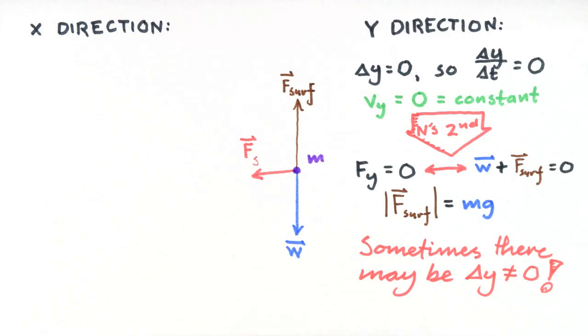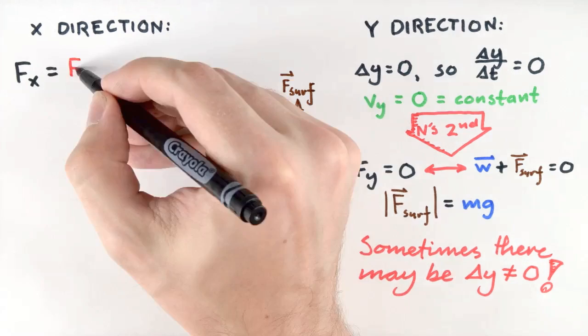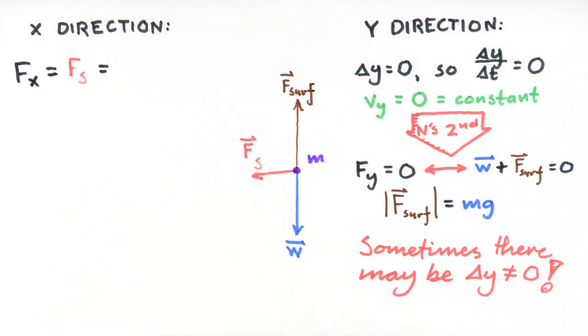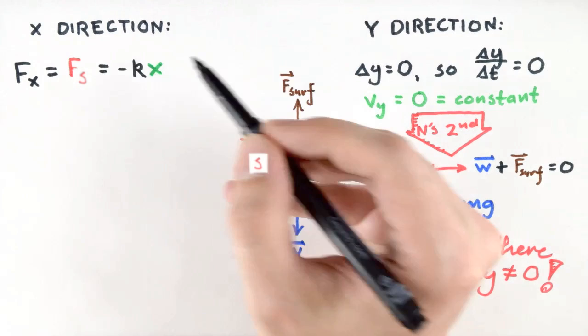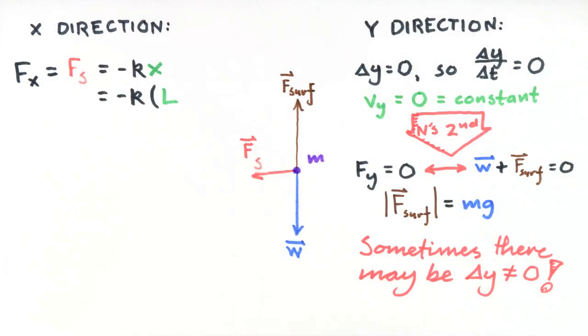Now it's a different story along the x direction. There is only one agent, the spring, and one force, the spring force, acting along this direction. So if the spring is not at its natural length, that spring force is non-zero, and so too the net force along the x direction. So here we know what that force is. It's minus k, the spring constant, times x, where x is just L, the length of the spring, minus L0, the relaxed length of the spring.